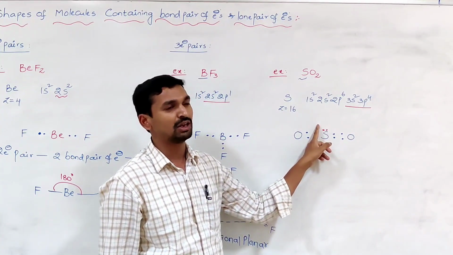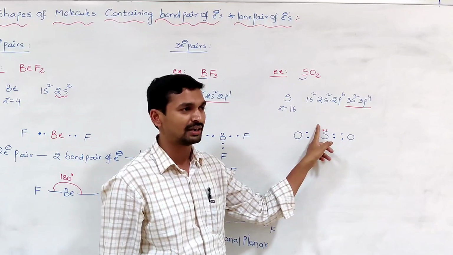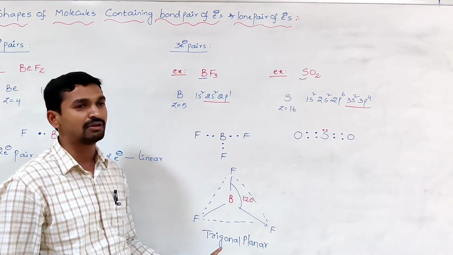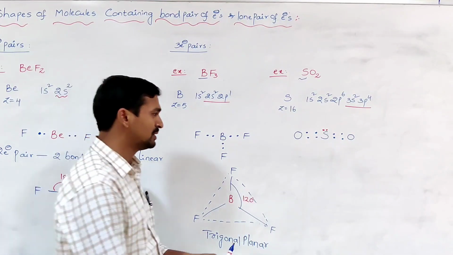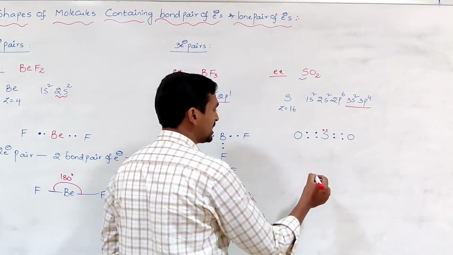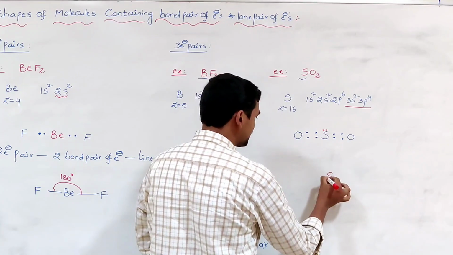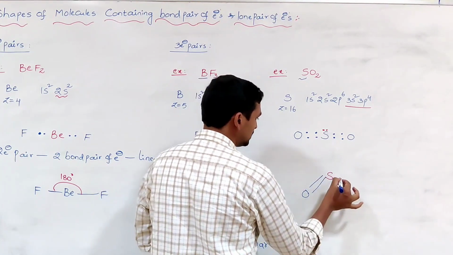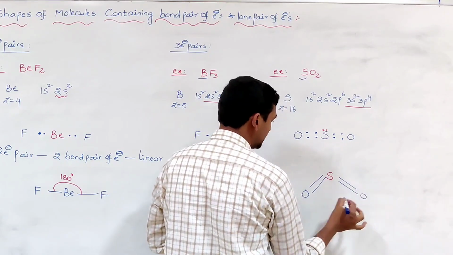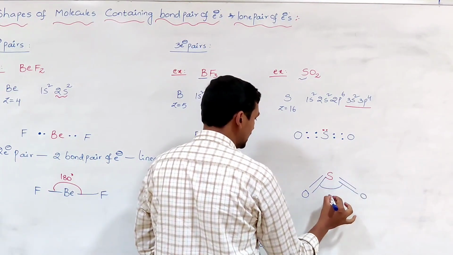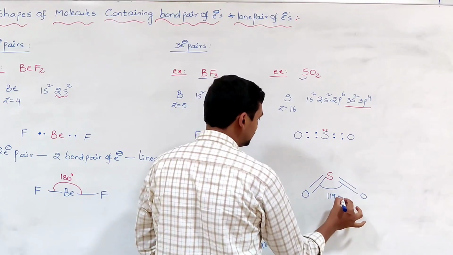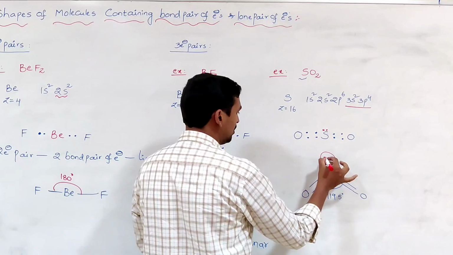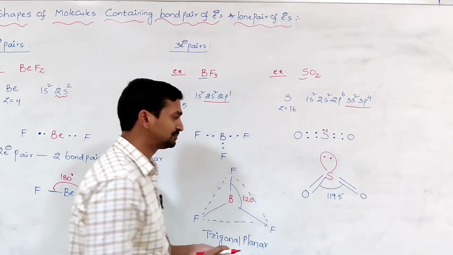Due to the presence of the lone pair of electrons on the sulfur atom, the regular geometry is distorted from trigonal planar to V shape. The molecular geometry of sulfur dioxide is which one? V shape. So the 2 oxygen atoms are bonded to the sulfur atom and the bond angle is nearly 119.5 degrees. On the sulfur, 1 lone pair of electrons is present.